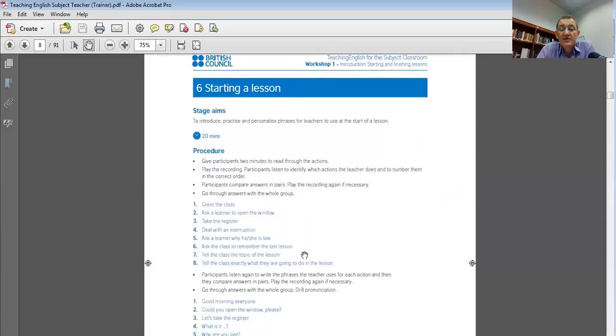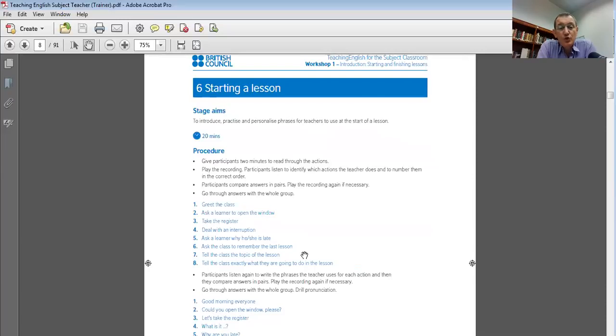The next stage of this session is starting a lesson. The aim is to introduce, practice and personalize phrases for teachers to use at the start of a lesson. So you're introducing language that teachers commonly use at the beginning of a class. There are 4 steps in the procedure for this 20-minute exercise.